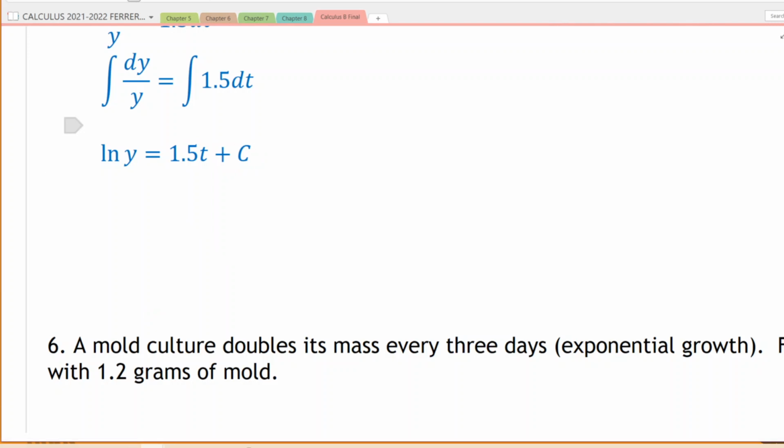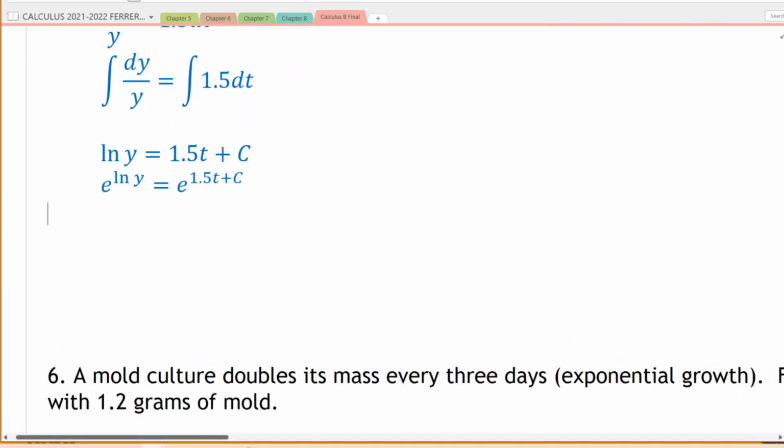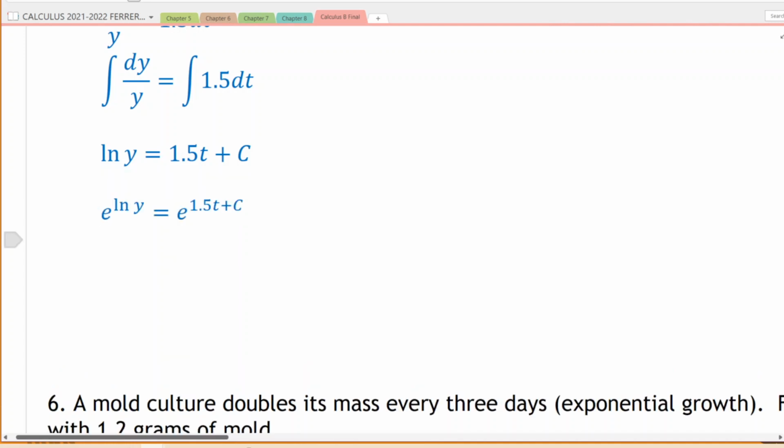The next step in solving here is to exponentiate. So e to the natural log of y is equal to e to the 1.5t plus c. Exponential of the entire left side equals the exponential of the entire right side.